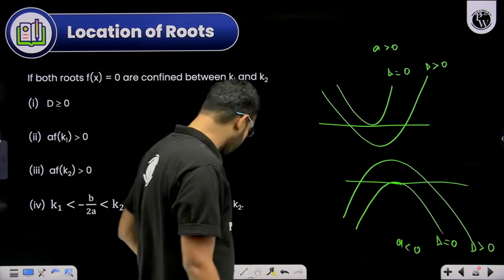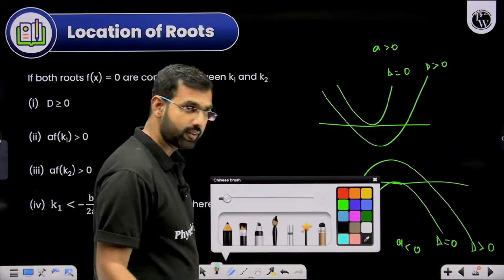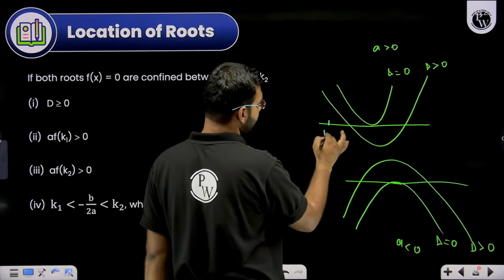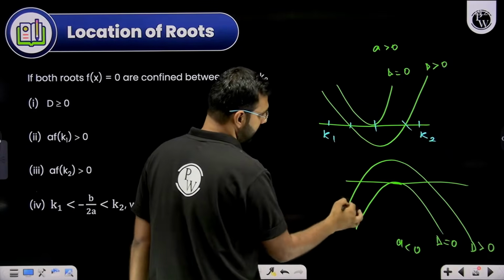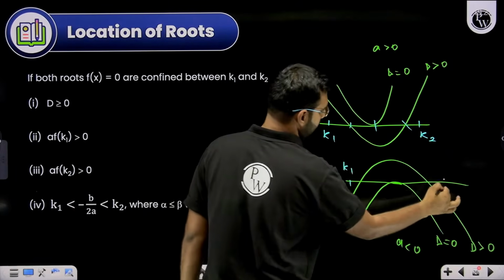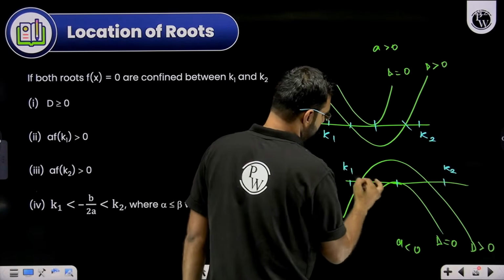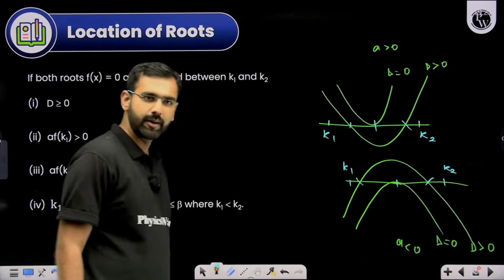Now I am told that K1 and K2 both contain alpha and beta. So if this is K1, let's say, and this is K2, they contain both alpha and beta. I hope you're understanding it. If this is K1 and this is K2, they both contain alpha and beta. Everybody with me on this?